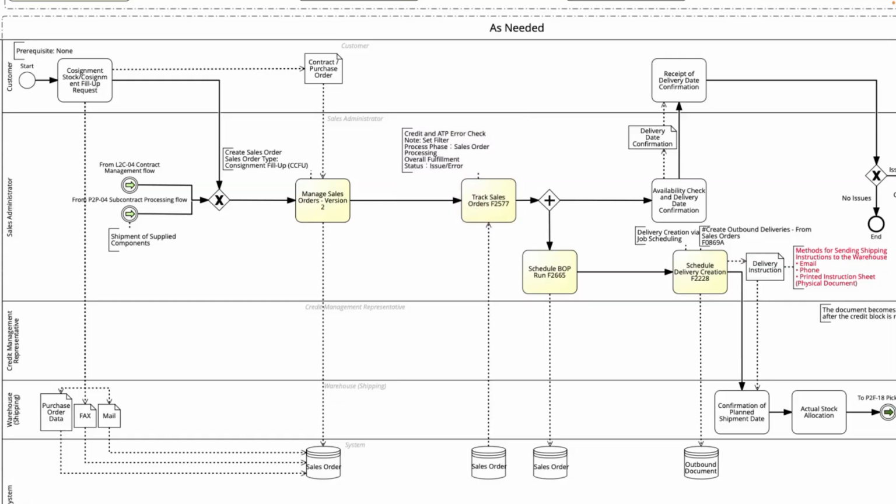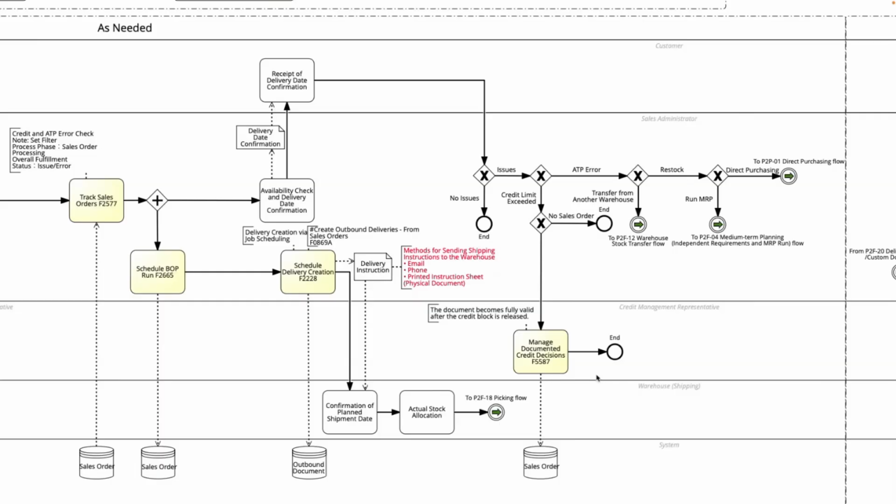If there are errors, please proceed to the right and follow the flow according to the type of error, which could include an ATP error, stock transfer from another warehouse, inventory replenishment, running MRP, or direct purchasing to increase stock in the warehouse.